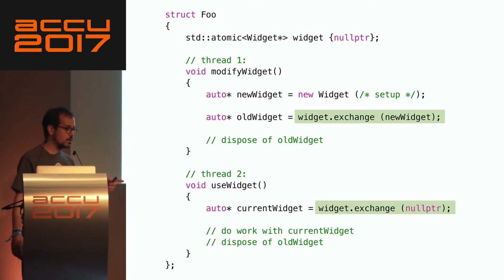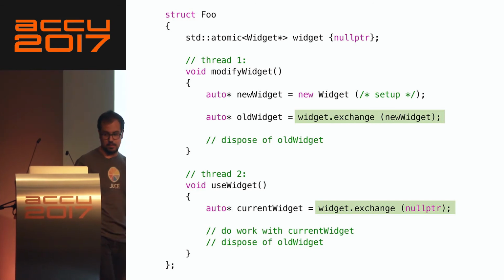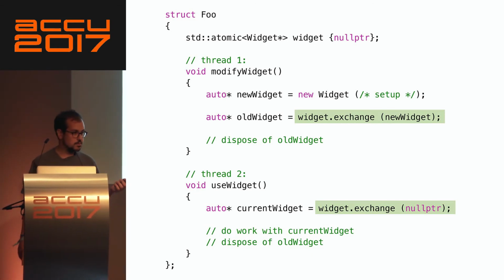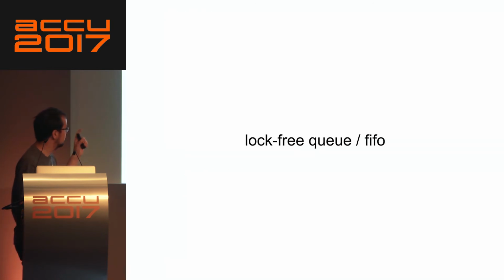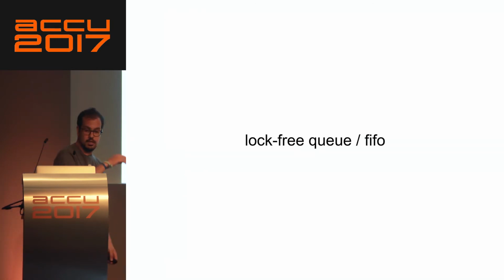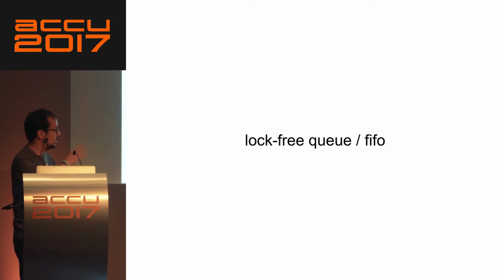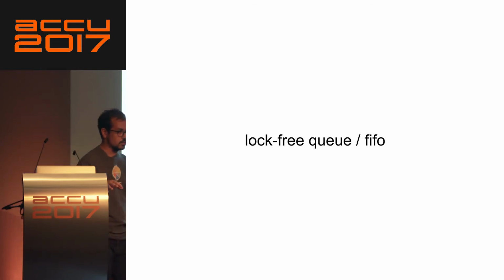So at this point, it's actually better to introduce a proper data structure that deals with it, which is much more flexible. And yeah, this brings me to the lock-free queue, because this is a very, very useful data structure that's solving all those problems.